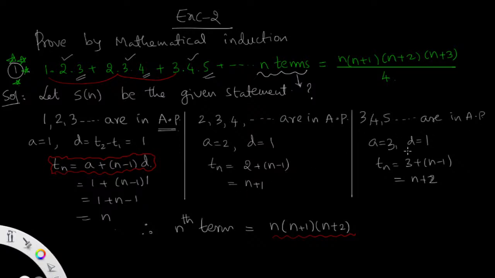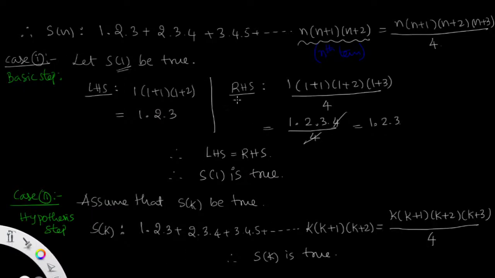3, 4, 5 are in AP, A equal to 3, D equal to 1. Then Tn equal to 3 plus n minus 1, which is n plus 2. Therefore, the nth term is n into n plus 1 into n plus 2. Now write it in the place of the nth term.